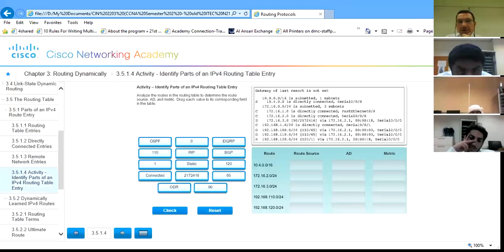Okay, so let's identify parts on an IP version. Let's have a look at this IP version forwarding table, then we answer these questions. The 10.4.0.0/16, what is the route source for it? For the 10.4.0.16. Let me ask Rashid. Let's ask Rashid. Can you show me?